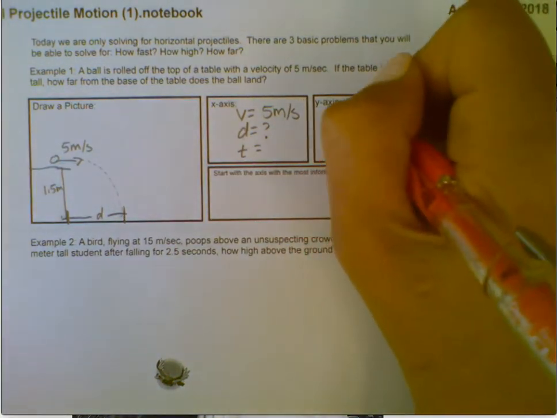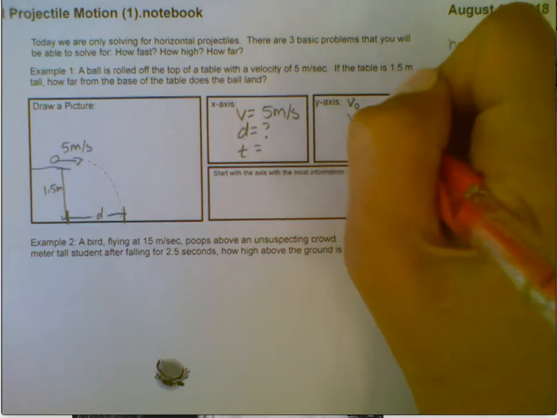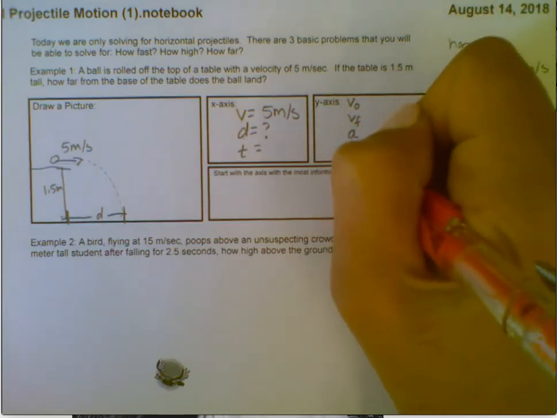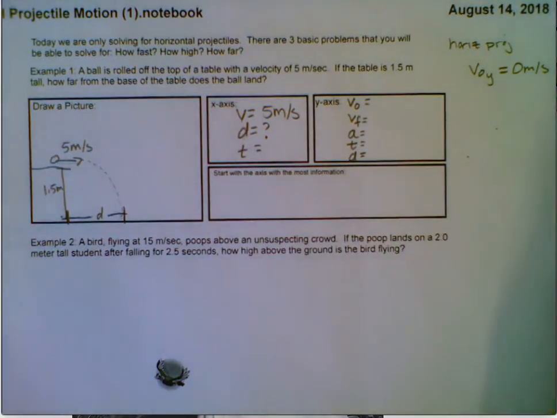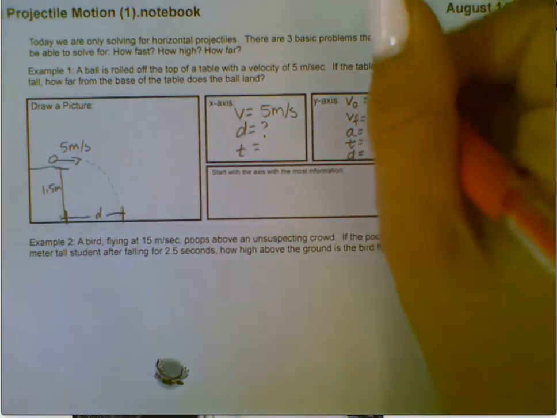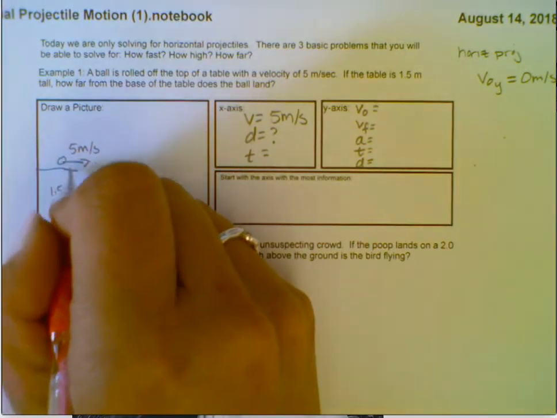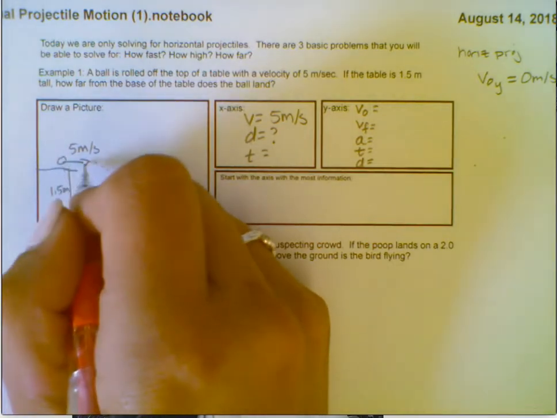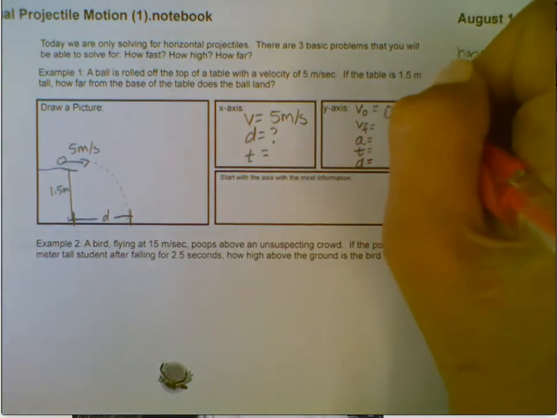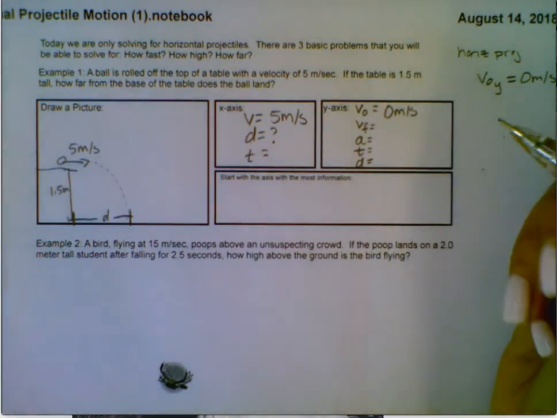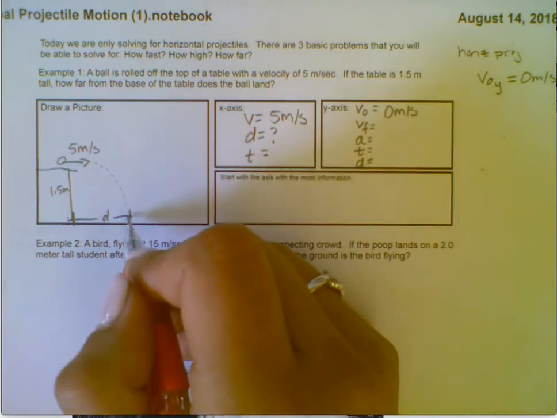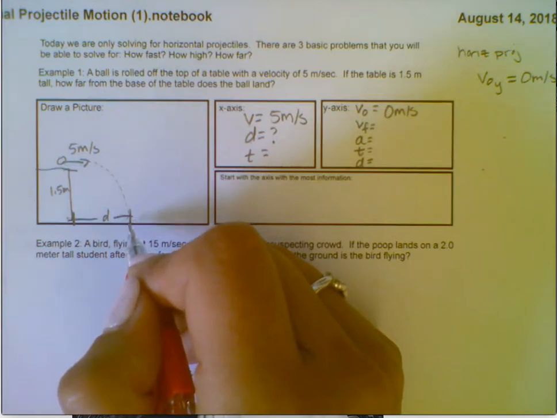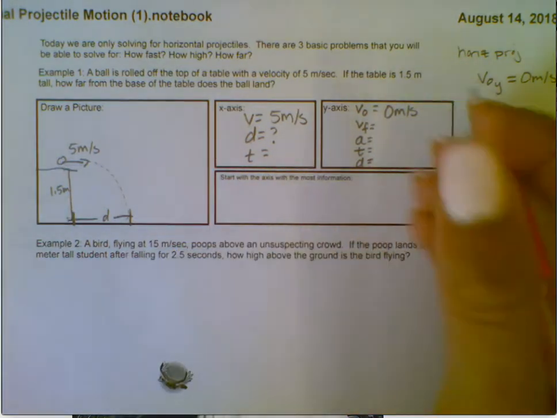So let's go to the y. We have initial, final, a, t, d. And let's write down the ones we know. Since this is a horizontal projectile, and this ball is not moving in the up or down direction as it comes off the table, that means that the initial is 0. We cannot say that the final is 0, and the reason for that is that we don't consider when the ball hits the ground, we consider the second before it hits the ground. So you're just going to leave that one blank because we don't know that.